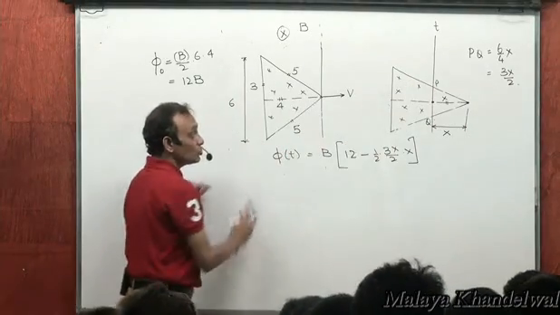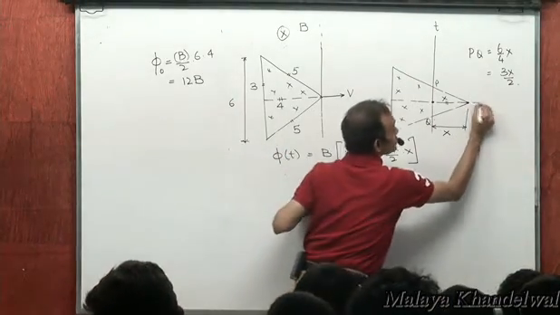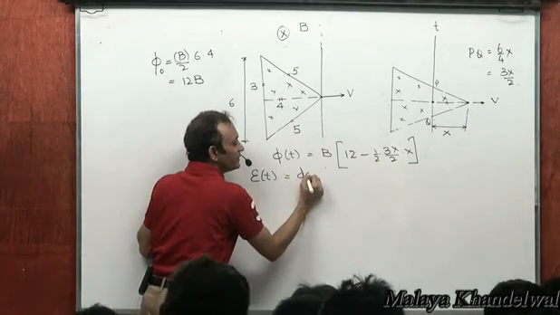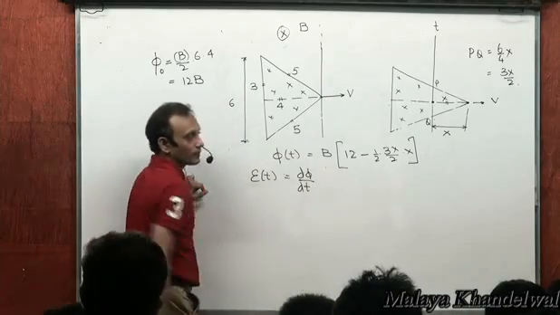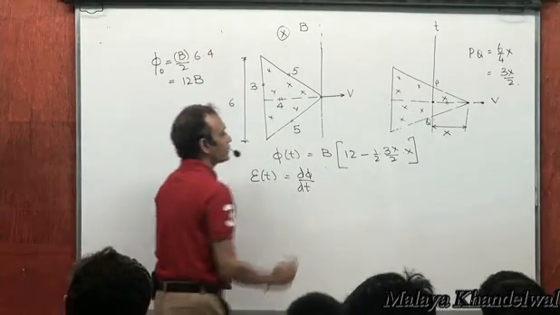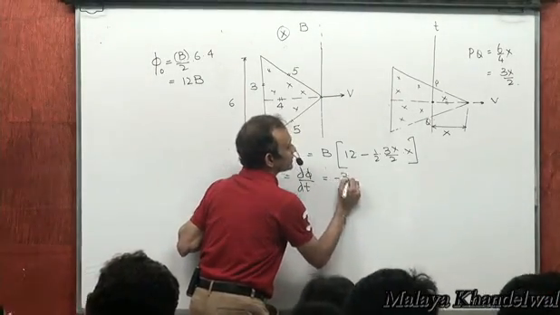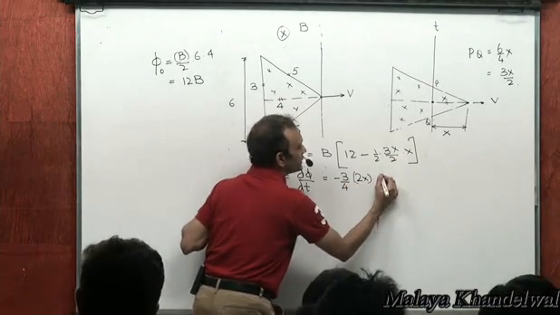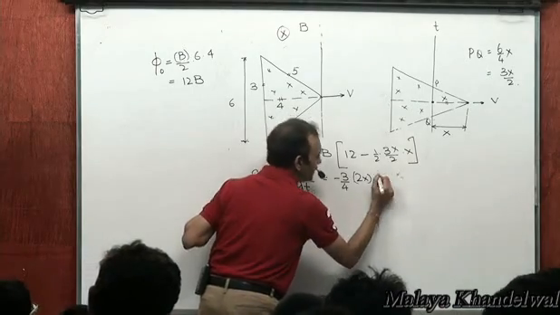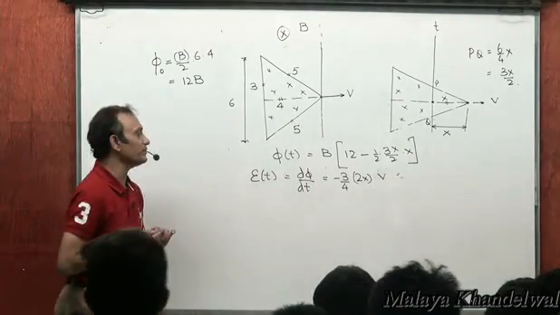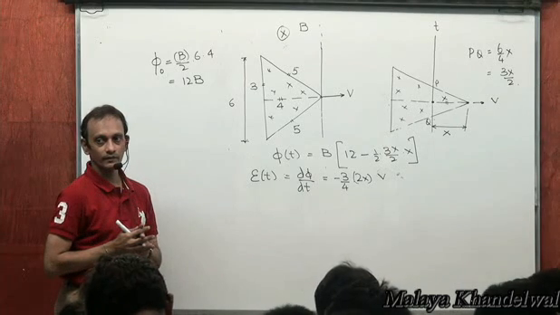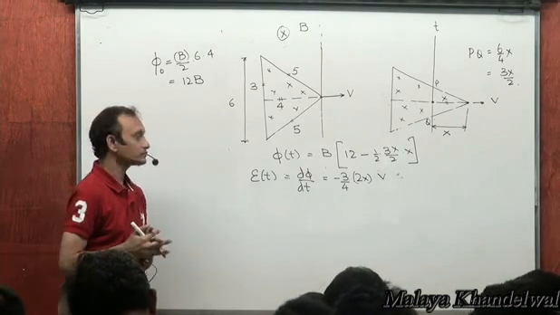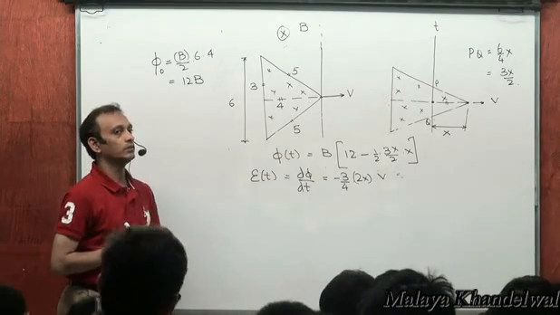Right? So then, if it's moved with a velocity v, the EMF induced at this instant is going to be d phi dt, which would be minus 3 by 4 x squared, which is like 2x into dx dt. Dx dt is simply v. V remains constant. Dx dt is simply v.